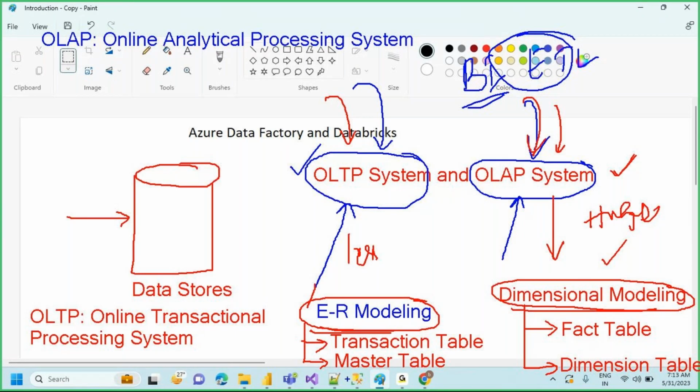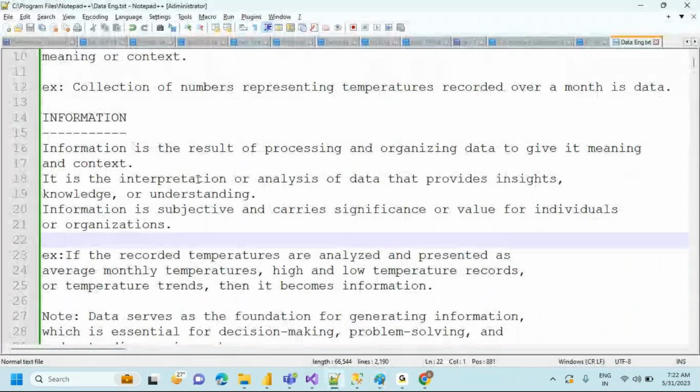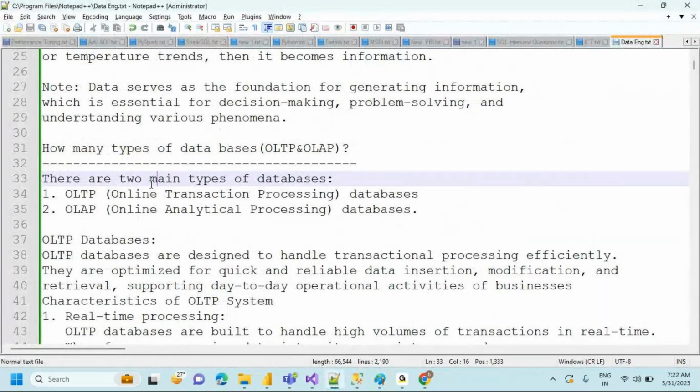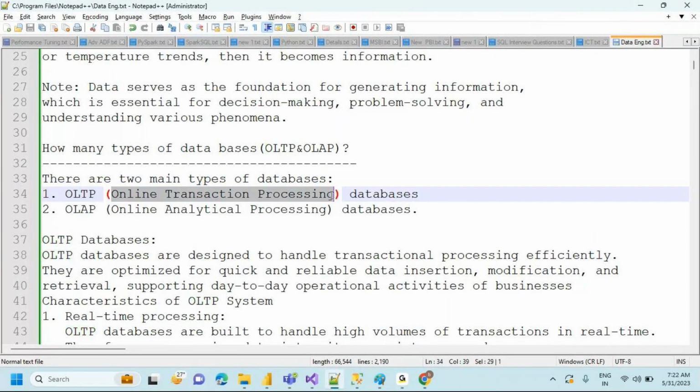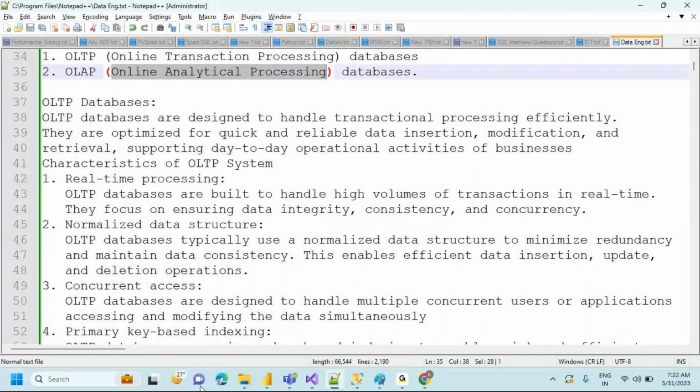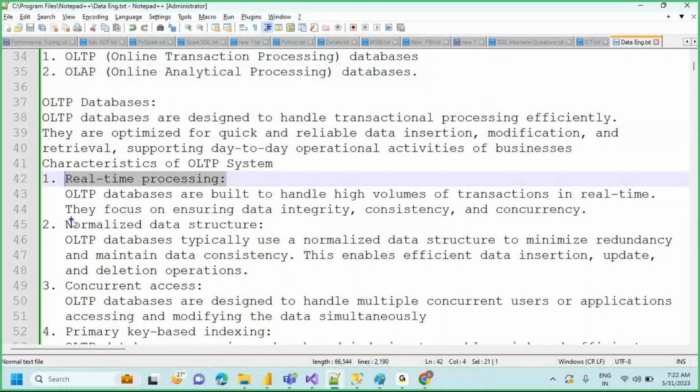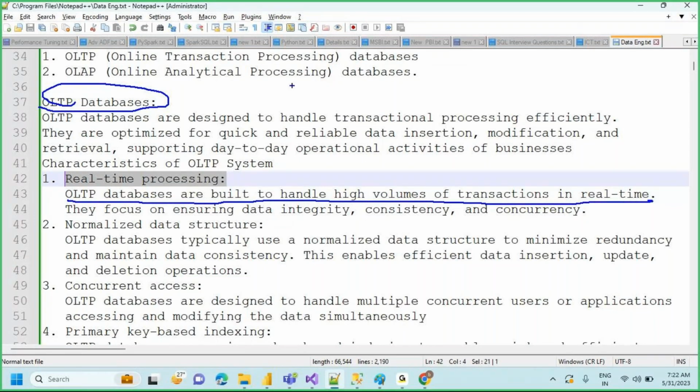So that is what I just noted here, a few points. There are two different types of databases, as I said, the OLTP system, that is online transactional processing system, and OLAP, online analytical processing system. For real-time processing, it means when you make a transaction, it is going to directly store into this particular place. So OLTP databases are built to handle a high volume of transactions in real time. So multiple people can make transactions at one shot. So that is about the real-time processing data.